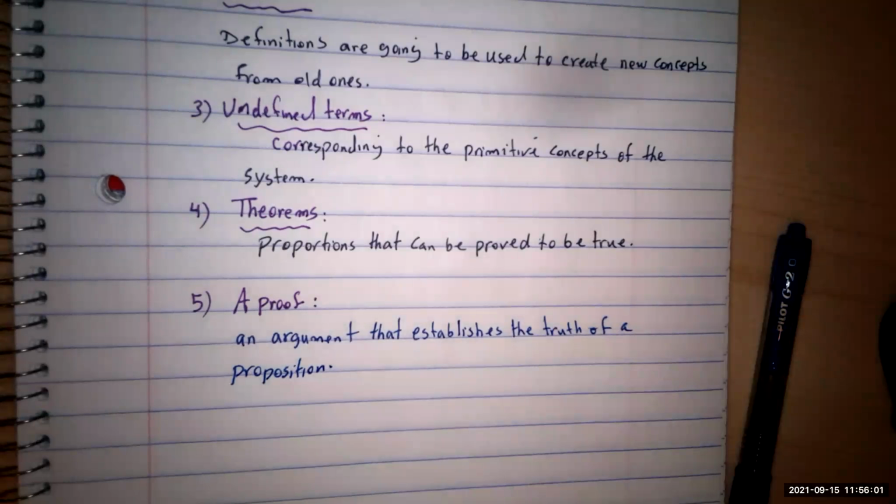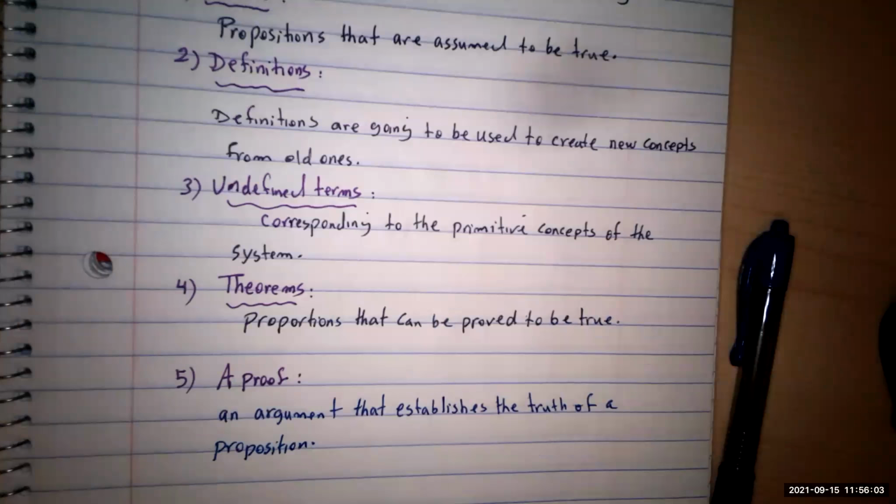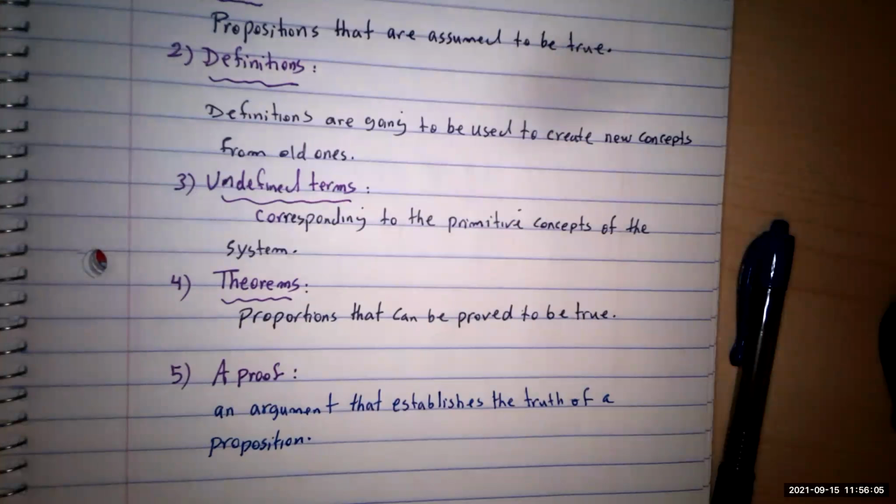So this is what we are going to call a mathematical system. A mathematical system would have some axioms, some definitions. We put definitions together, you are going to build up or create theorems, and then you need a proof to show that your theorem is true. Any question?